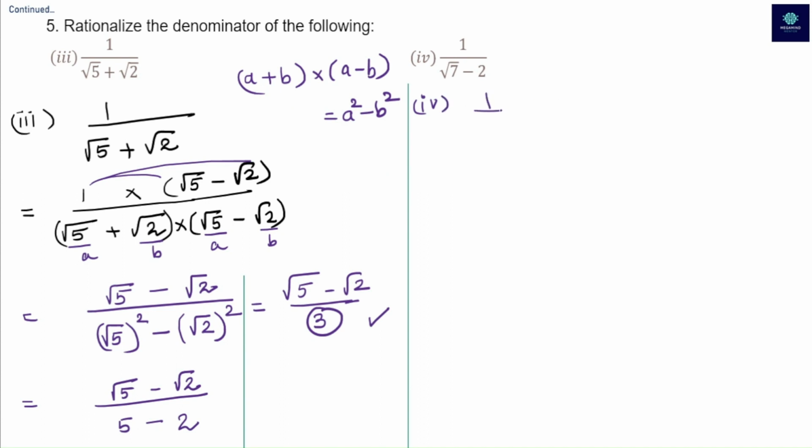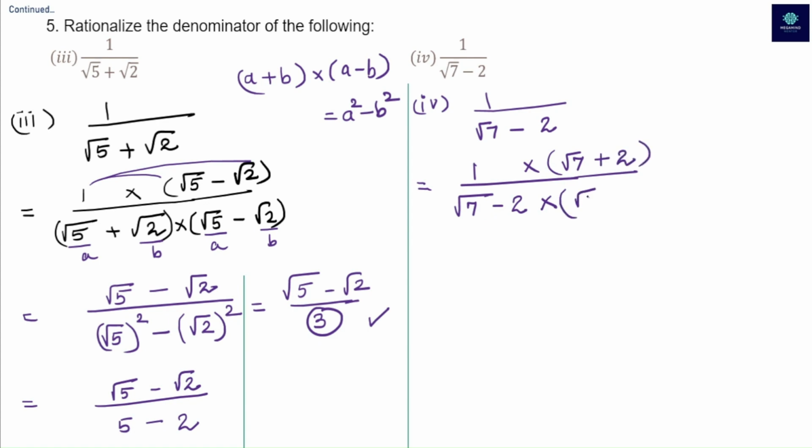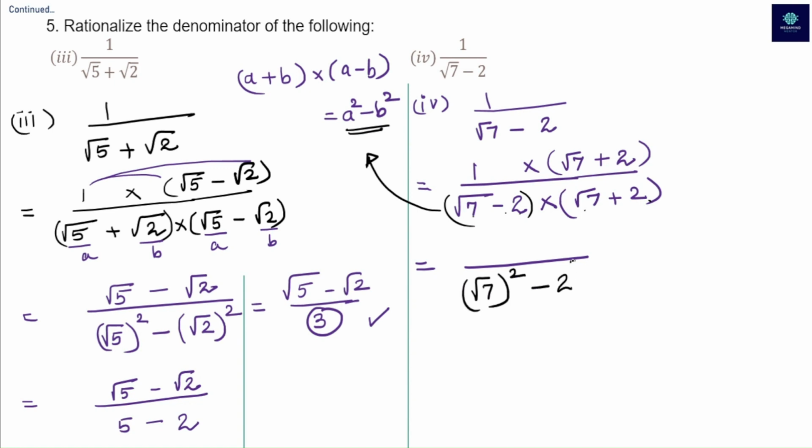In question number 4, we have to rationalize 1 upon root 7 minus 2. The method remains the same. We will first write the question as it is, and we are going to multiply both numerator and denominator by the rationalizing factor. So in this case, the sign between two terms is negative, so it will become positive for the rationalizing factor. Multiply both numerator and denominator with them. In the denominator, again it looks like the similar identity. It is A minus B when multiplied with A plus B, we get A square minus B square. So it is root 7 whole square minus 2 square, and 1 gets multiplied with both of these terms.